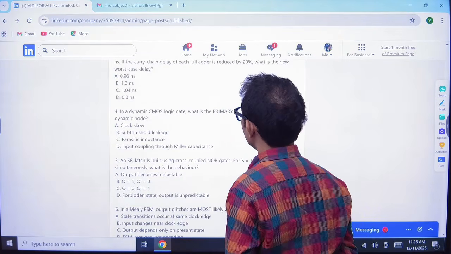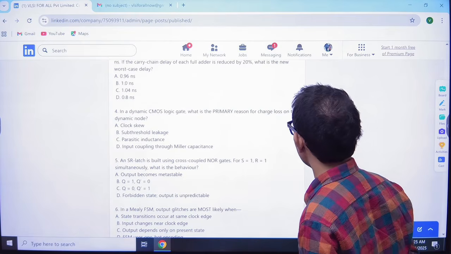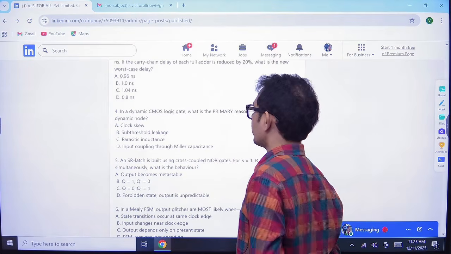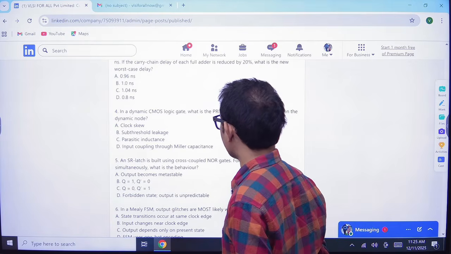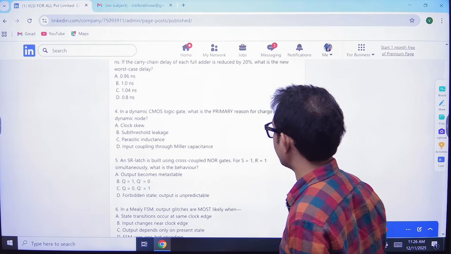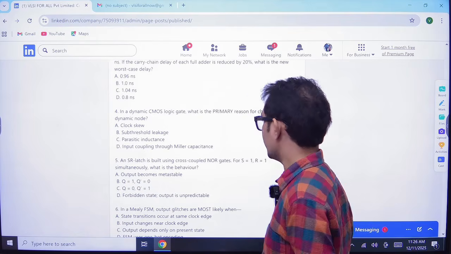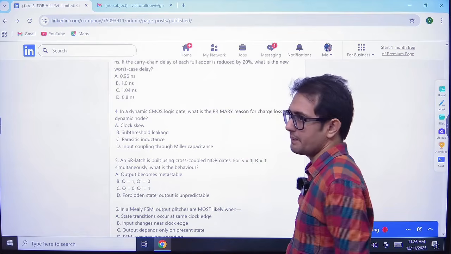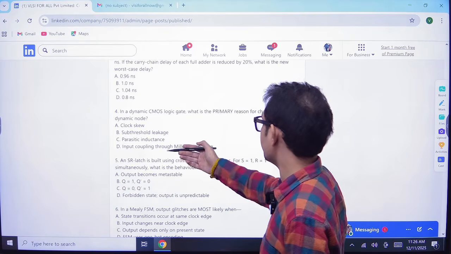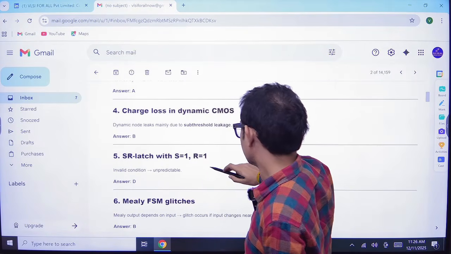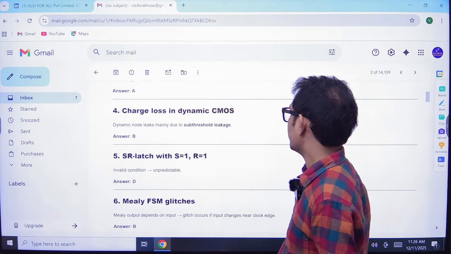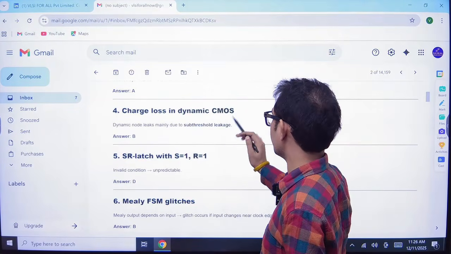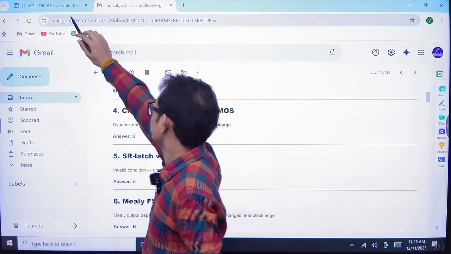In the dynamic CMOS logic gate, what is the primary reason for the charge loss on the dynamic node? We have different options like clock skew, sub-threshold leakage, parasitic inductance, and input coupling through Miller capacitance. So the correct answer is B, I guess. Charge loss in a dynamic CMOS is basically due to the sub-threshold leakage.